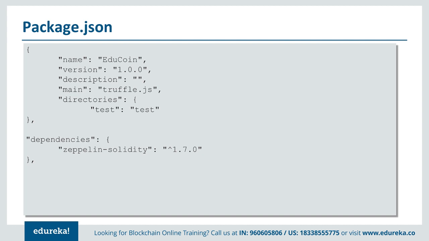How does it connect with your MetaMask? How does it connect with your Ganache? What is the outcome step by step? Most of the things are covered in this module. So that basically finishes your Ethereum.